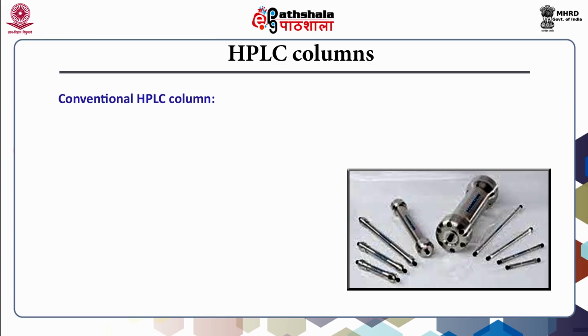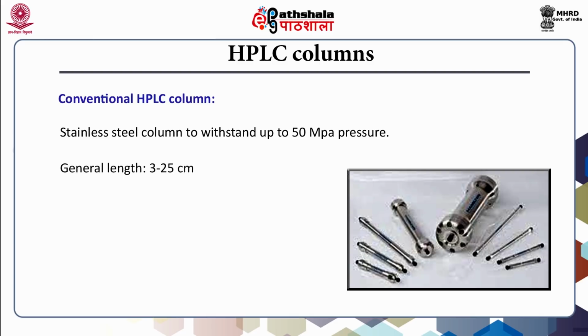Conventional HPLC columns are made of stainless steel. Why do we have to use stainless steel? Because to withstand high pressures like 50 megapascal pressure, and these kinds of columns are generally 3 to 25 centimeters in length. The internal diameter in these columns is nearly 2 to 5 millimeters. The flow rate of mobile phase in these columns is 1 to 10 ml per minute.